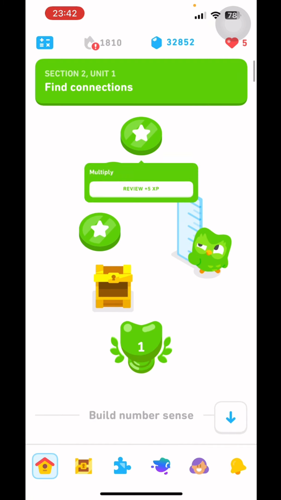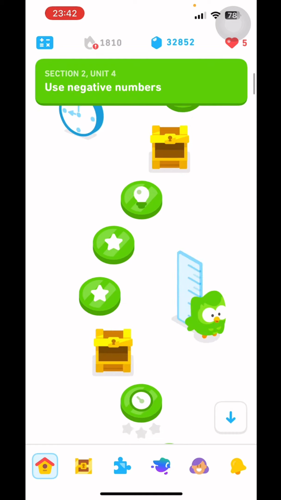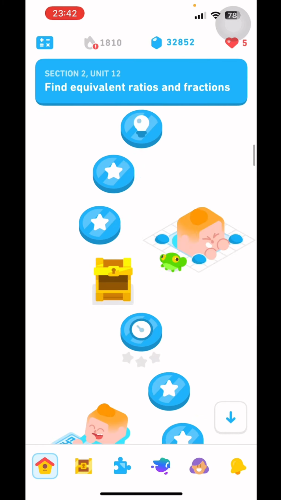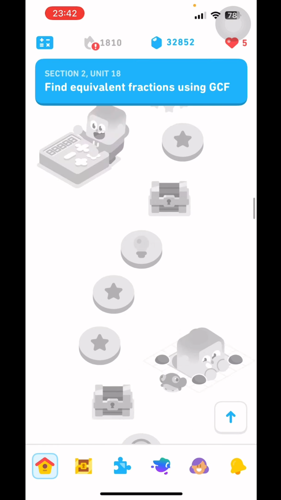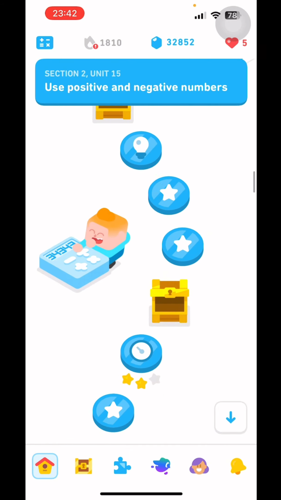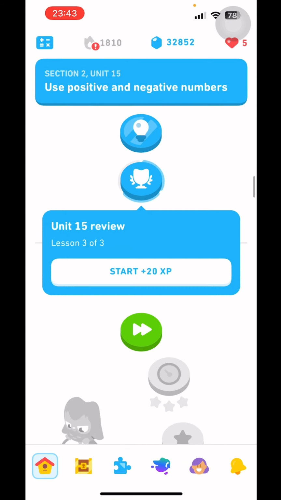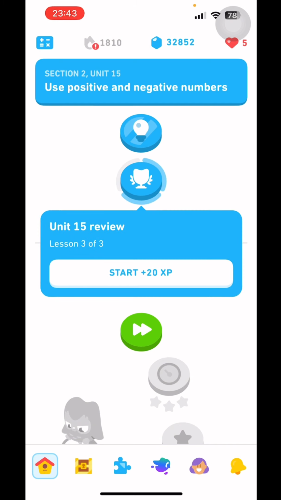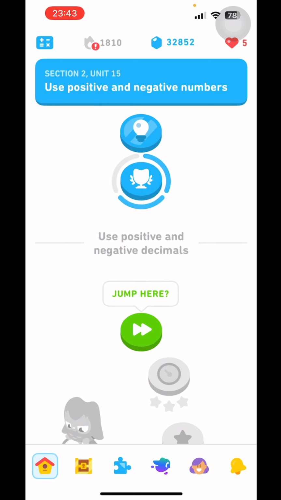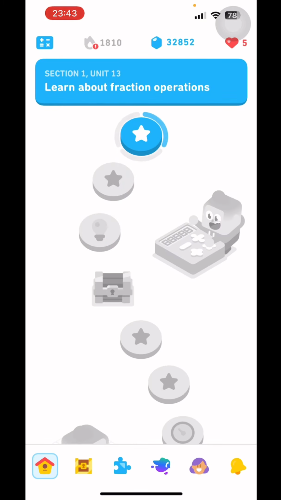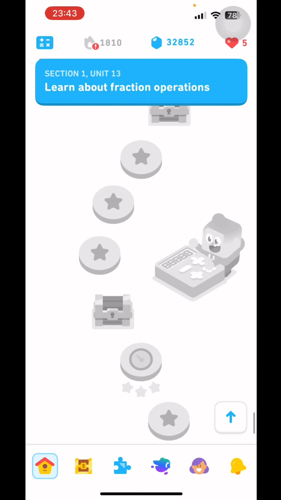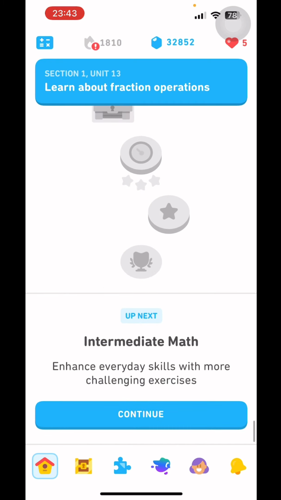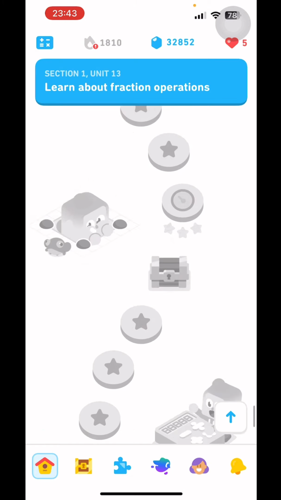So section 2, unit 1 was multiply. And then apparently all the way till this unit 15, section 2, unit 15, which is the review. So I can either jump here or I can just go back to section 1, unit 13, which is upsetting, since I have to complete it again.